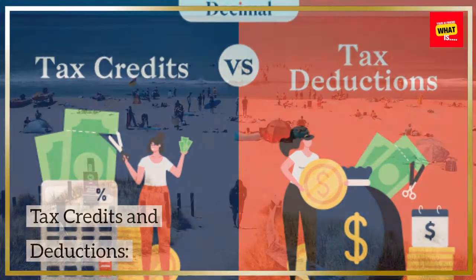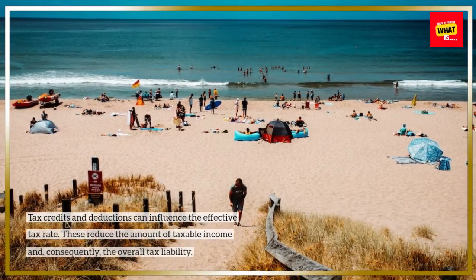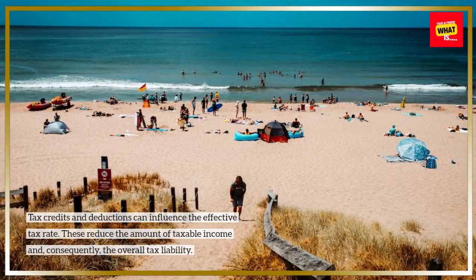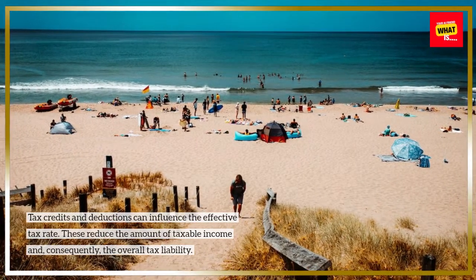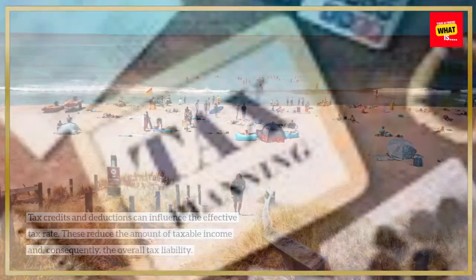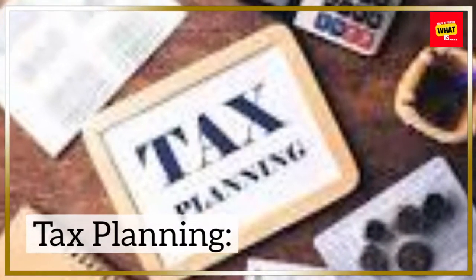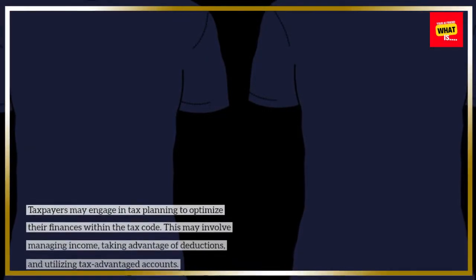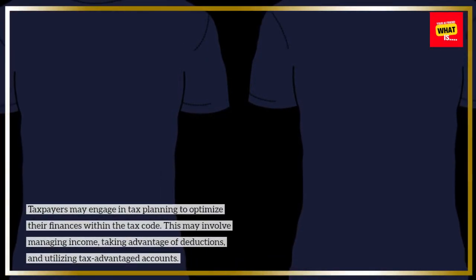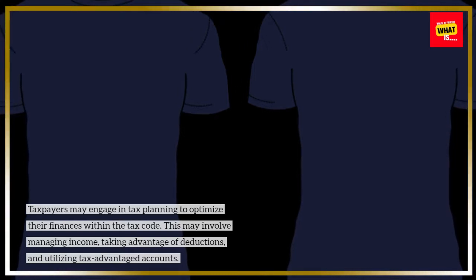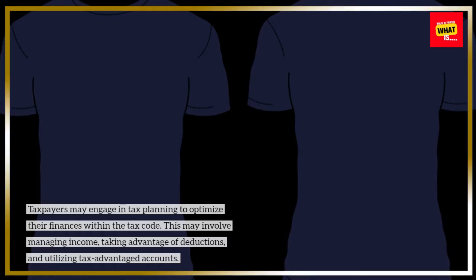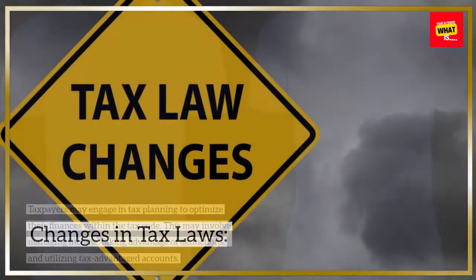Tax credits and deductions. Tax credits and deductions can influence the effective tax rate. These reduce the amount of taxable income and, consequently, the overall tax liability. Tax planning. Taxpayers may engage in tax planning to optimize their finances within the tax code. This may involve managing income, taking advantage of deductions, and utilizing tax-advantaged accounts.